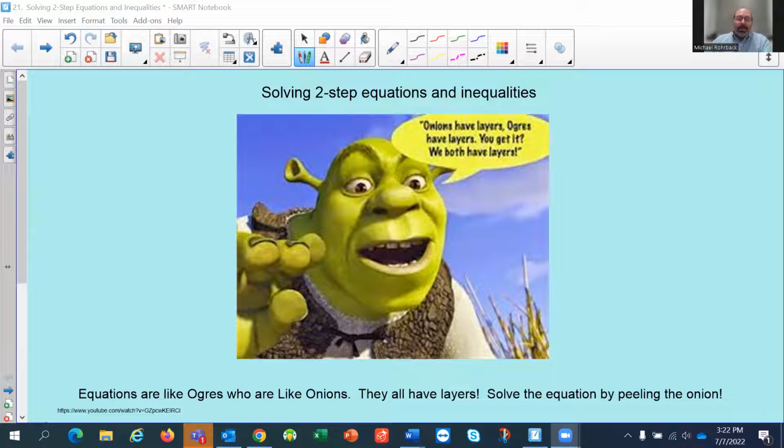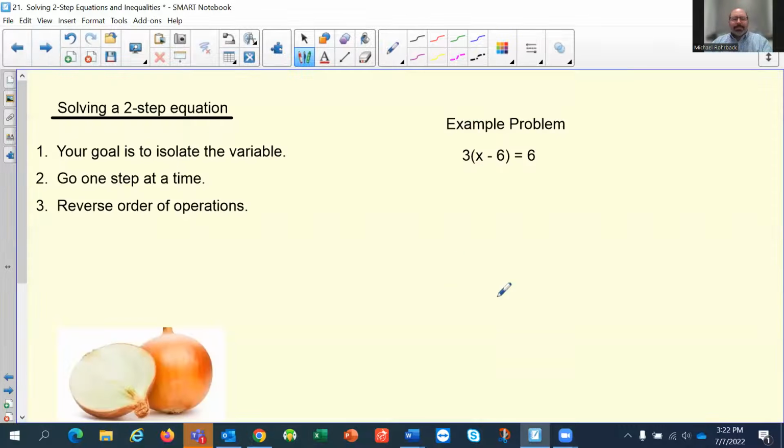But first, the way that I like to share this is thinking about an equation as having multiple layers. So I like to draw the analogy to Shrek. Shrek said, ogres have layers, onions have layers, and of course Donkey didn't get it because he likes parfaits. But if you look at a two-step equation, you're trying to isolate the variable. So let's take a look at that.